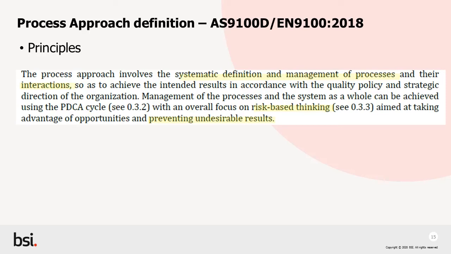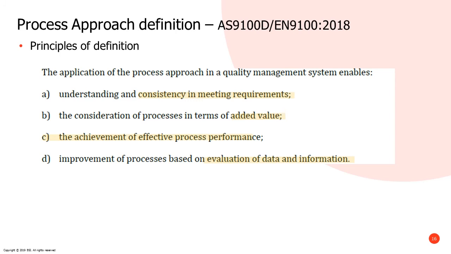And throughout the organization of your QMS, you need to consider and implement risk-based thinking. The word risk appears in the standard something like 60 odd times, so it's critical to every aspect of how you define this business. So, principles of definition then, you need to have understanding and consistency in meeting requirements. You need to think about value add, the achievement of effective performance. And a process has to be effective, and I'm going to talk about that quite extensively later on, monitoring and measuring of effectiveness of a process. And then the improvement of process is based on the evaluation of data and information.